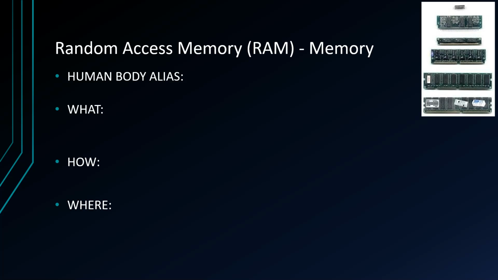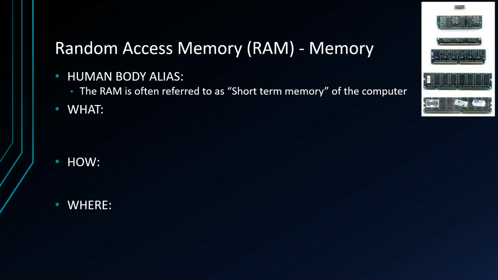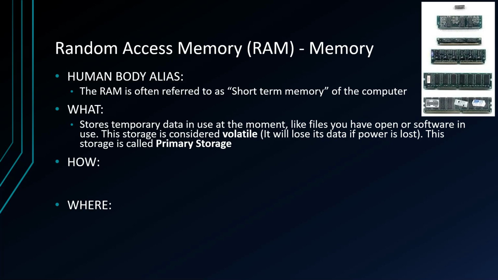So what is the human body alias for your RAM? Well, if the hard disk drive is your long-term memory, RAM is your short-term memory. It's for stuff that you just started using. It's temporary data that's currently in use. So if you open up a saved file from your computer, like a saved Word file, it doesn't actually use that original data. It makes a copy of that data, and then it copies it into your RAM. And then your RAM uses it, manipulates it, and changes it. And when you're ready to save, it then takes the manipulated version and saves over top of the original one on the hard drive.